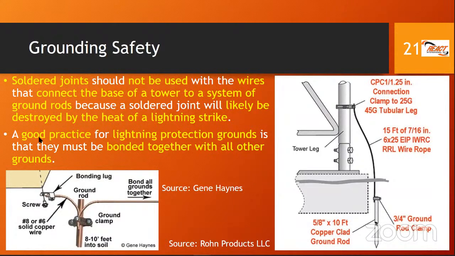Also, the last point is that a good practice for lightning protection grounds is that all grounds must be bonded together. This is the diagram at the bottom here. You have your ground rod, and notice that you have your tower grounded here. It goes here, and there's another conductor that goes to your other ground. So you need to bond all of your grounds together. That is the best practice, and you will find that in the NEC or any other electrical code that you have for your country. It will tell you the same thing.